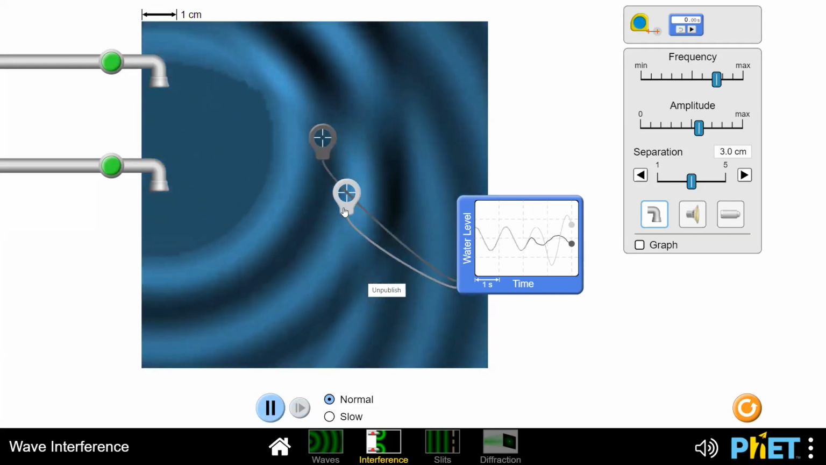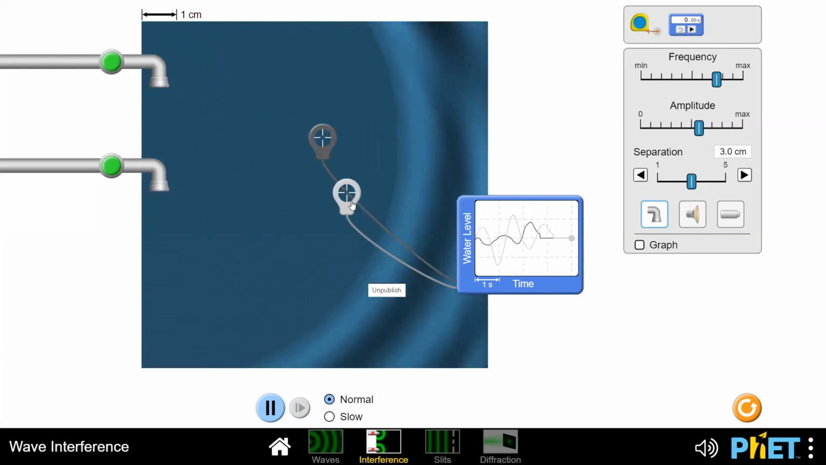And what I've set up here is two, I guess you can call them probes, that are measuring the water level at these two specific locations. So in some sense, you can think of that as measuring the disturbance of the wave at a specific location, and then you're plotting that as a function of time. So as time passes by, what is the water level at these two probes?